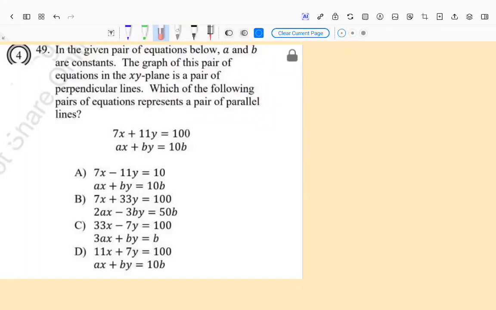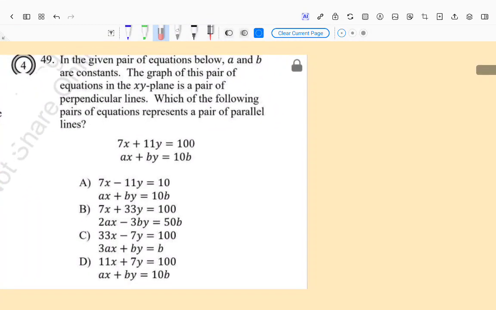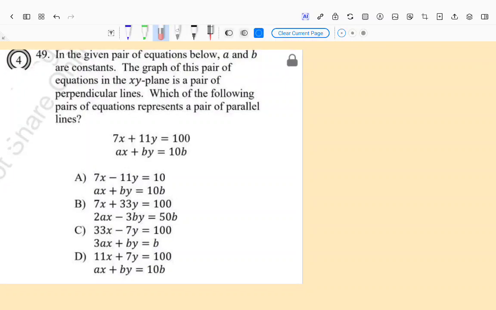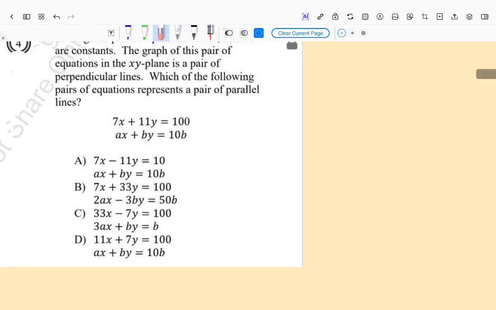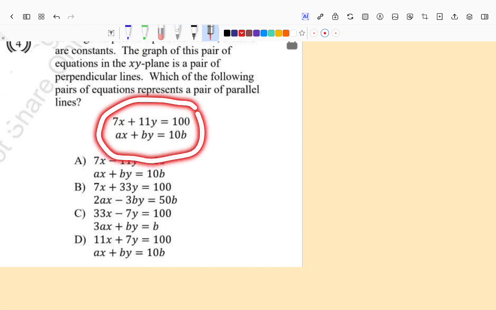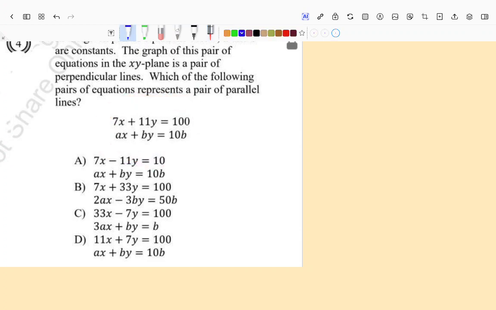For learning a new rule, we should solve this question. In the given pair of equations below, a and b are constants, and the graph of this pair of equations in the xy-plane is a pair of perpendicular lines. Okay, these equations below are perpendicular lines.